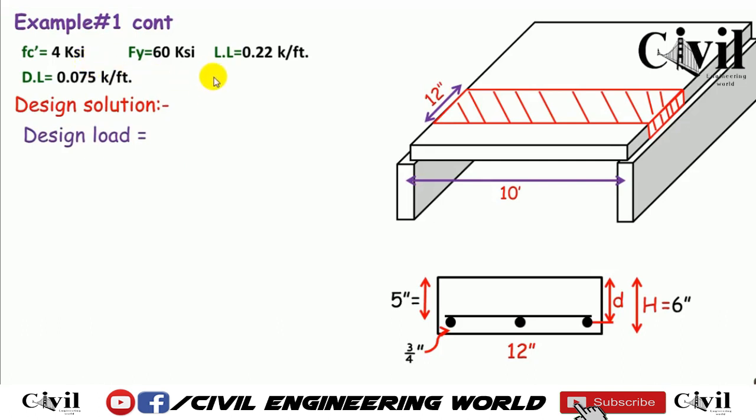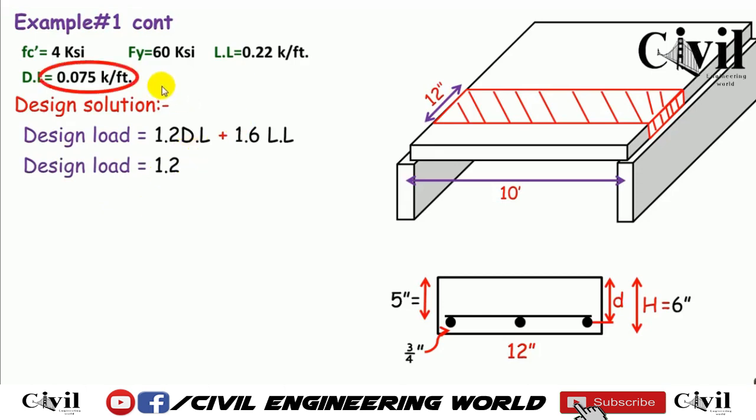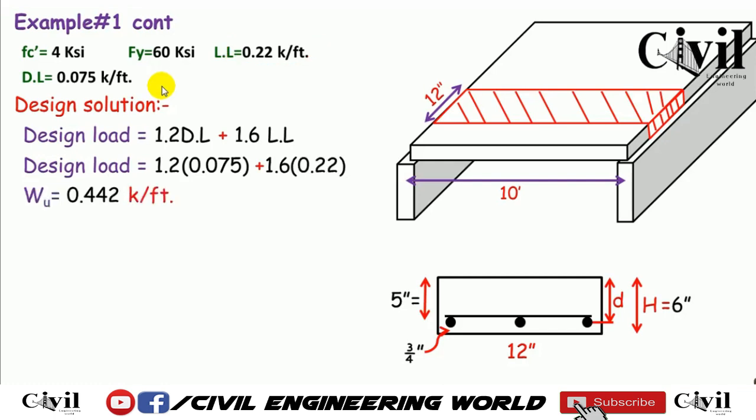So the design load formula will be 1.2 dead load plus 1.6 live load. In this formula we have to put these values. The dead load will be 0.075 and the live load will be 0.22. Multiplying these factors, we have calculated the uniformly distributed load, which is 0.442 kip per foot.